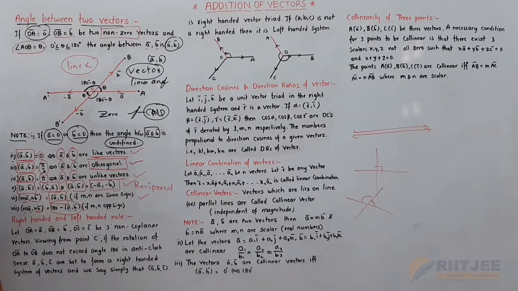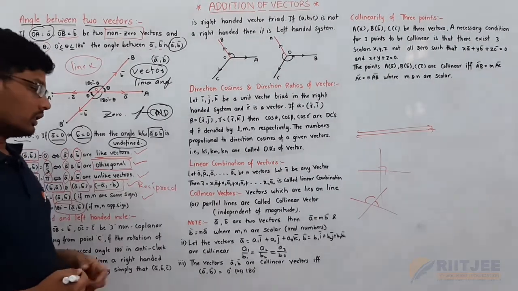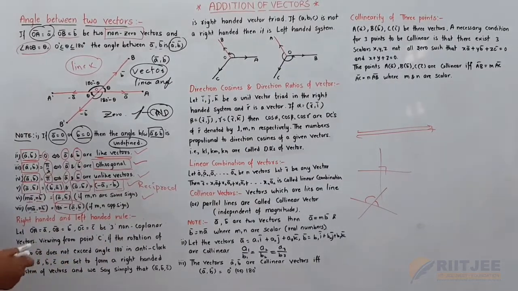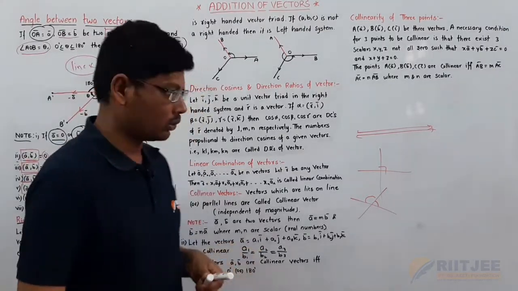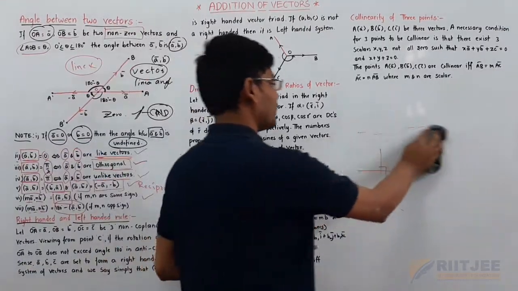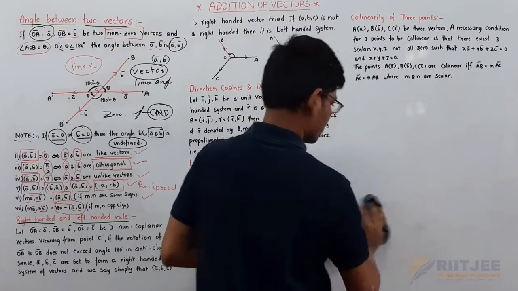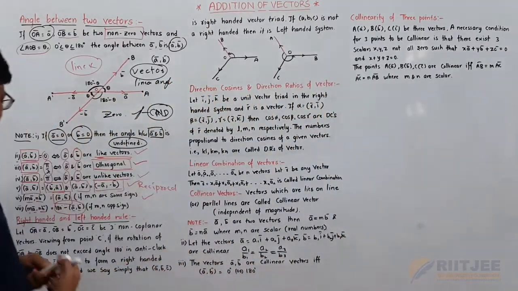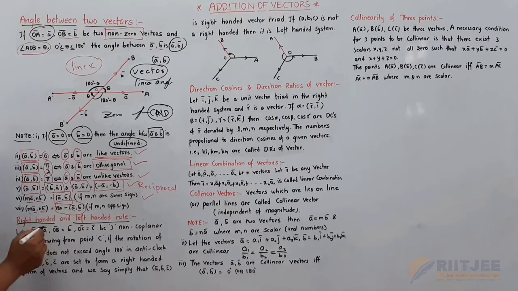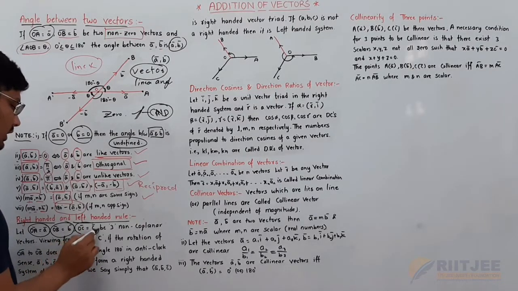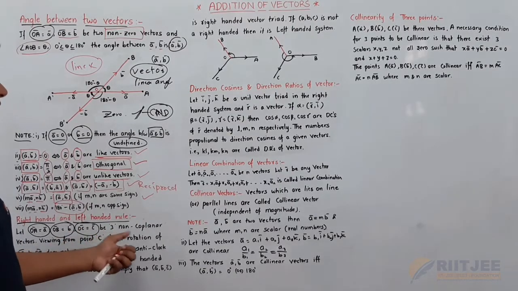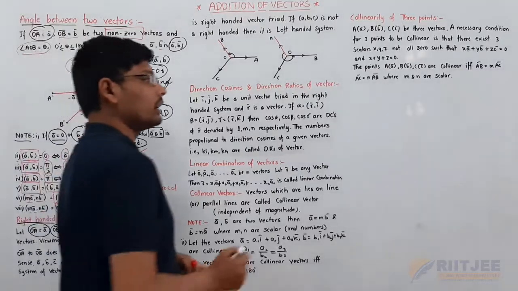And the next topic is the right-handed and left-handed rule. The first one is the right-handed rule and the second one is the left-handed rule. So here let OA be equal to vector a bar, OB be equal to one more vector b bar, and the third vector OC equal to c bar. These three are non-coplanar vectors.